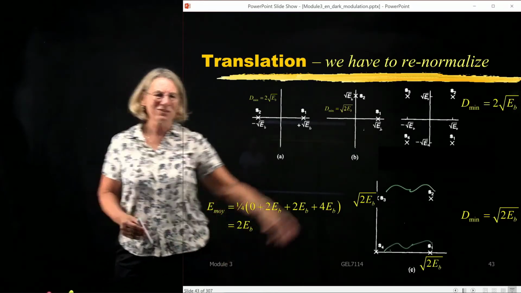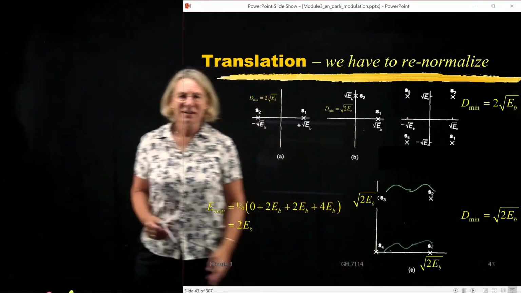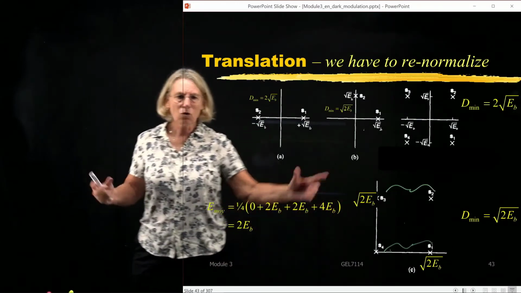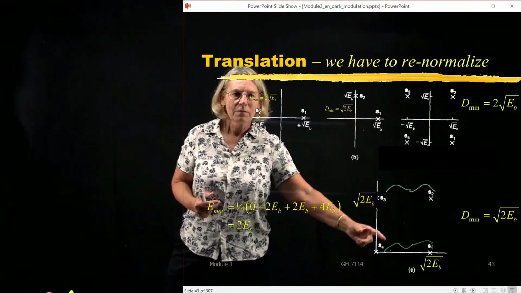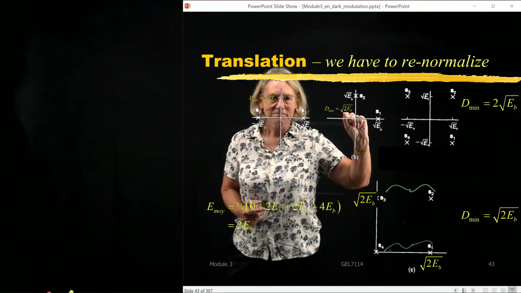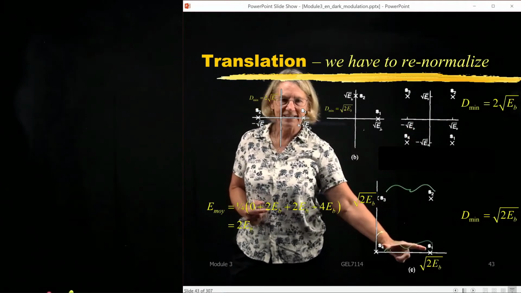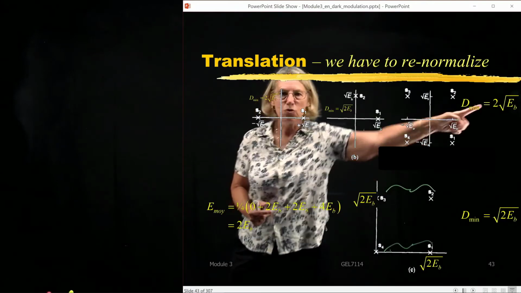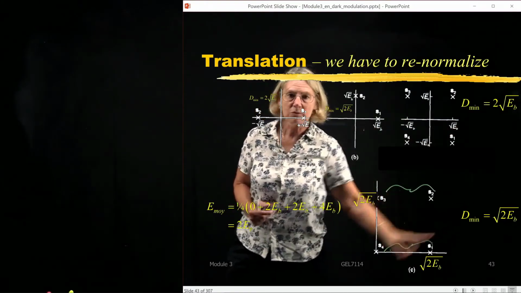So although when I look at my graph here, they're no longer on the same scale, because this distance looks like this distance, but this distance is 2, whereas this one is the square root of 2.